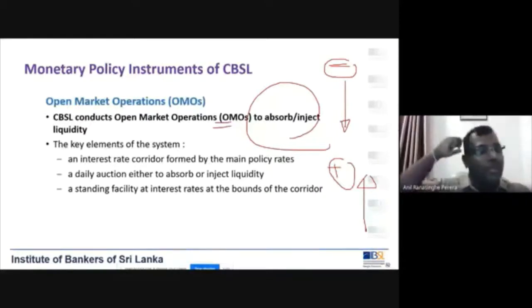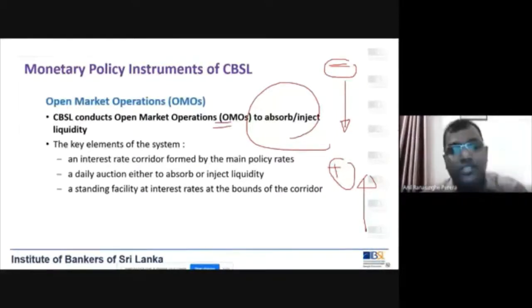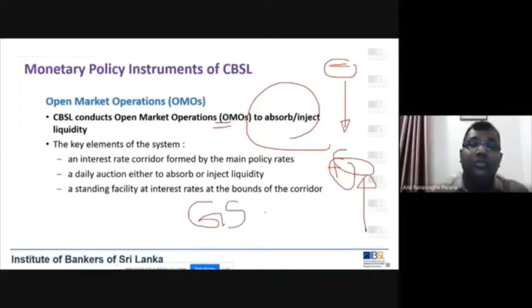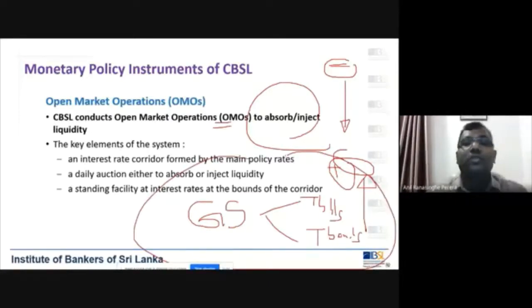This happens by way of an auction system. In this auction, the market participants are the banks. The central bank conducts these auctions on a daily basis. What instruments do they use for these auctions? Government securities, I told you. Sorry, government securities: treasury bills and treasury bonds. Using these, the central bank is conducting open market operations.